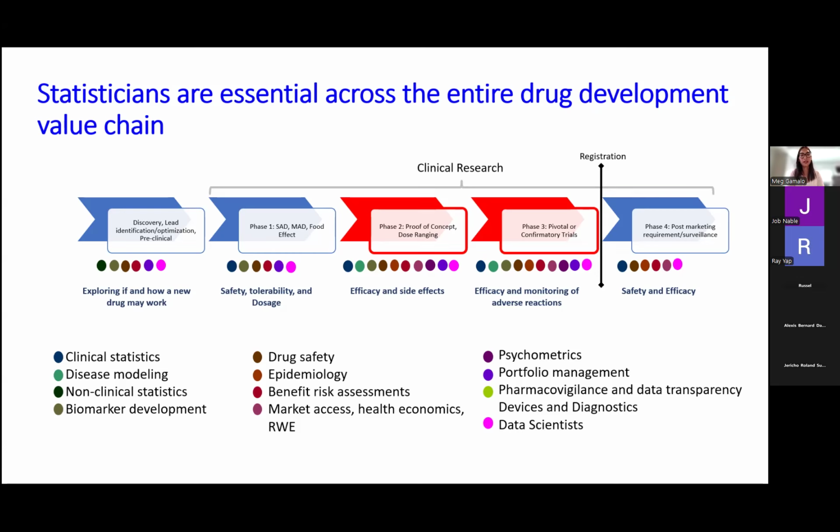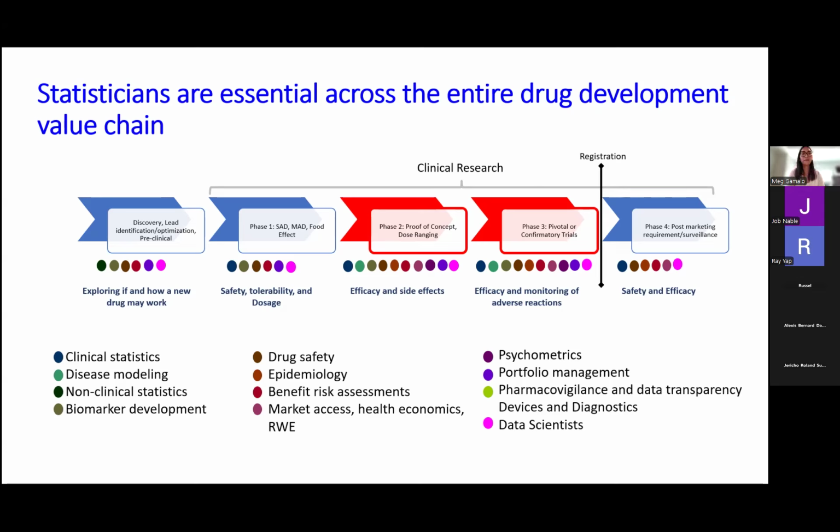As you can see here, I have dotted each of these phases of development with where quantitative scientists can be involved. Statisticians in particular are involved in almost everything. We do a lot. Disease modelers and non-clinical statistics are usually involved in the discovery as well as lead identification, preclinical stage, and biomarker development. Drug safety, on the other hand, is involved in almost everything too, starting from preclinical all the way to post-marketing. And then we have some benefit risk assessments, epidemiology, market access, health economics, real world data.